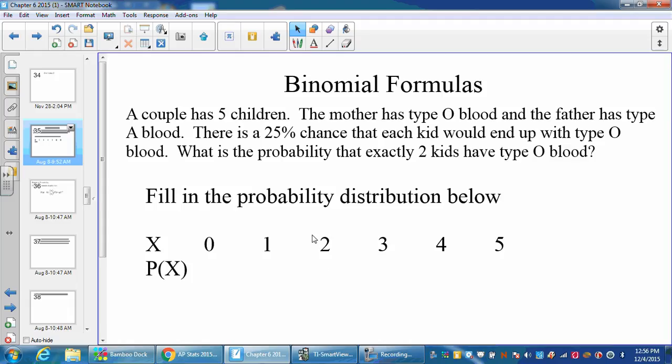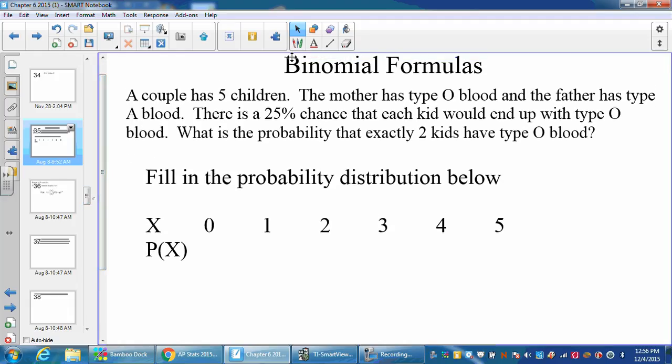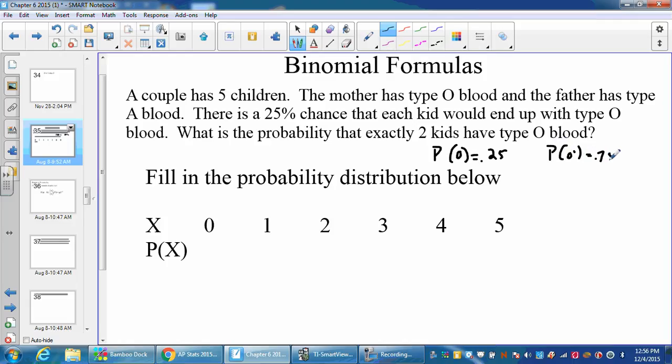2 kids, and the distribution is right here. Actually, I'm going to go through and do all of the kids. Now, the probability of type O is 0.25. So the probability of not type O, our failure, will be 0.75. So if all of them fail to get type O blood, that would be 0.75, and since there's 5 kids, that would be to the 5th power.